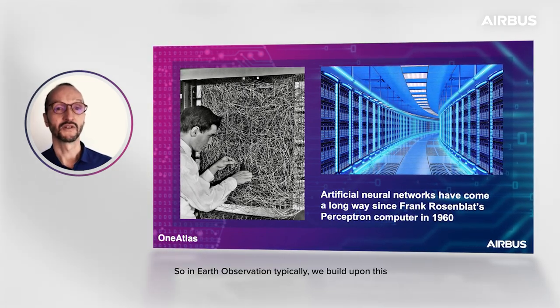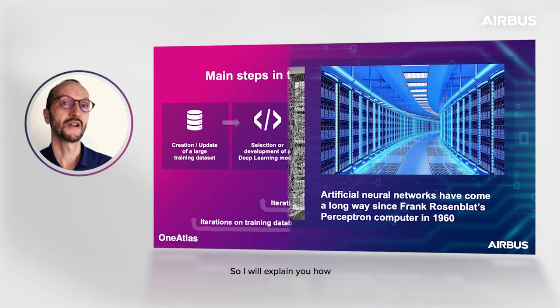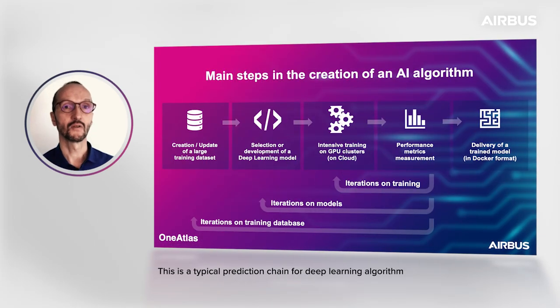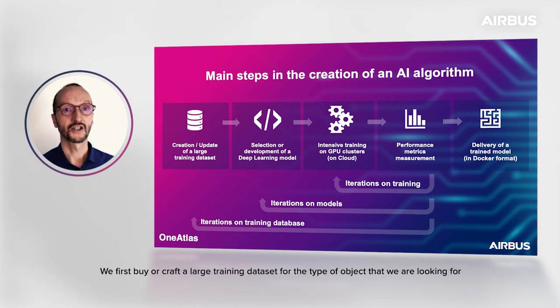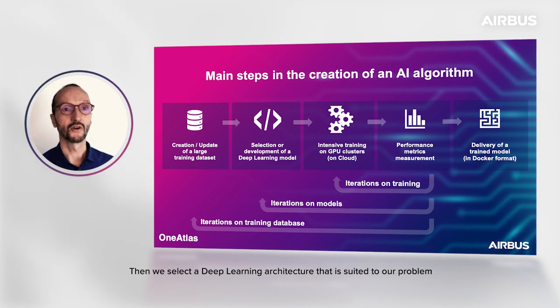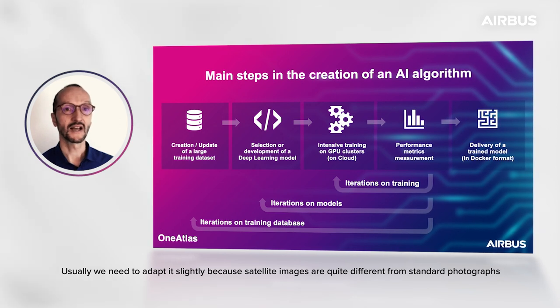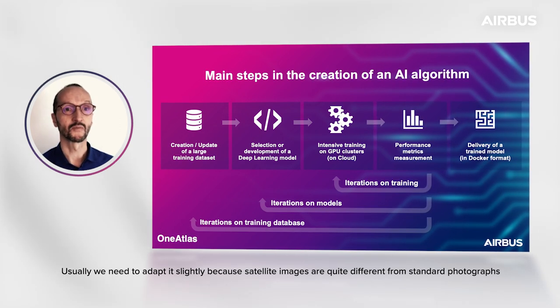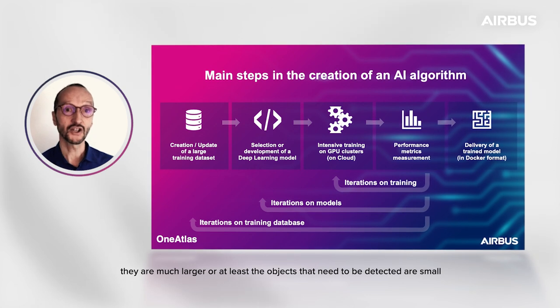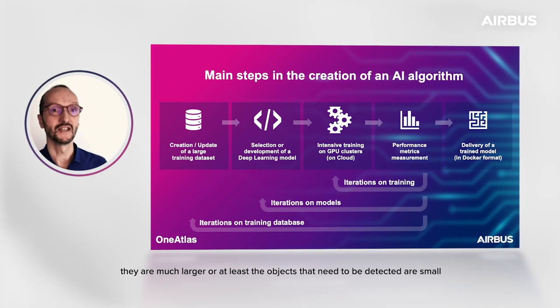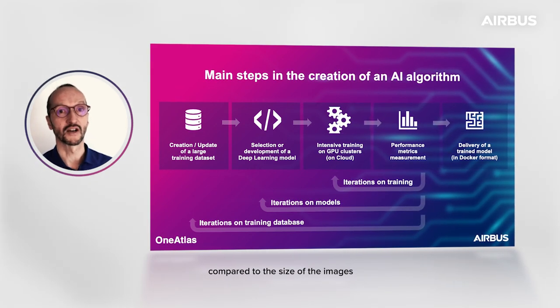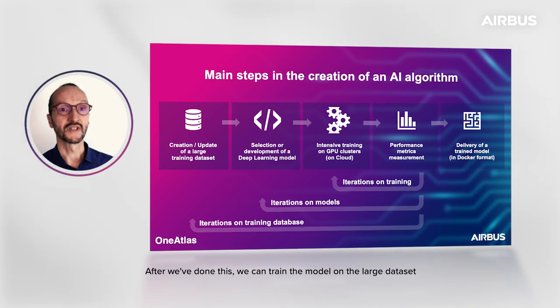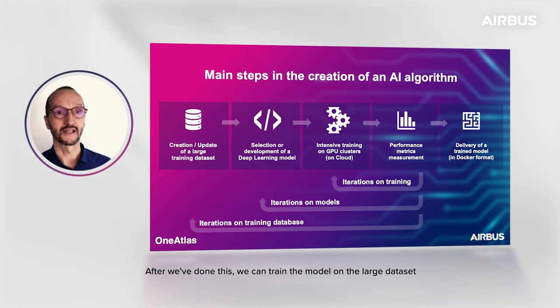Earth observation typically builds on this, so I will explain to you how. This is a typical prediction chain for a deep learning algorithm. We first buy or craft large training data sets for the type of object that we are looking for. Then we select a deep learning architecture that is well suited for our problem. Usually, we need to adapt it slightly because satellite images are quite different from standard photographs. They are much larger, and the objects that need to be detected are small compared to the size of the images. After we've done this, we can train the model on a large data set.